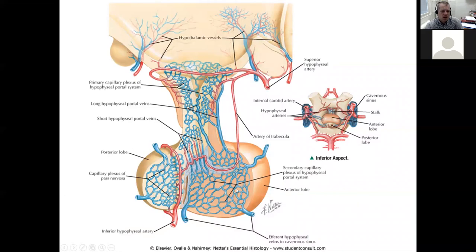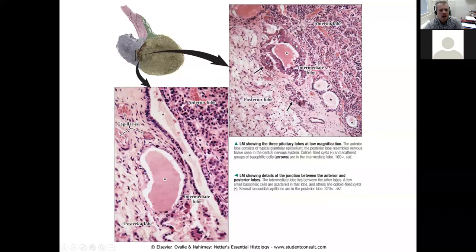We have already explained the basics of the microcirculation that connects the hypothalamus with both the neurohypophysis as well as the adenohypophysis. So this is the anatomical background for transmitting signals from the hypothalamus into the hypophysis. And here is the interface between the neurohypophysis and adenohypophysis. This is nervous tissue of the neurohypophysis, and this is already the endocrine epithelium of the adenohypophysis.